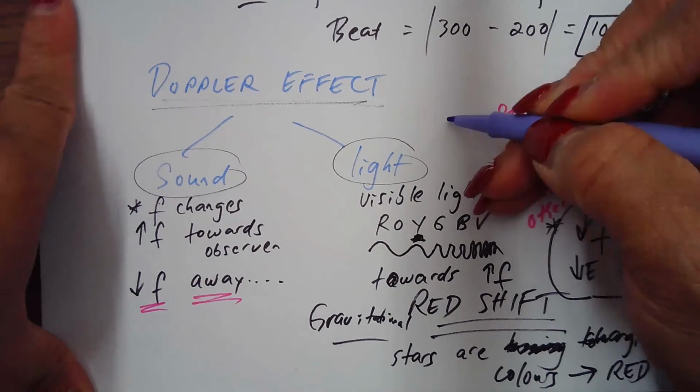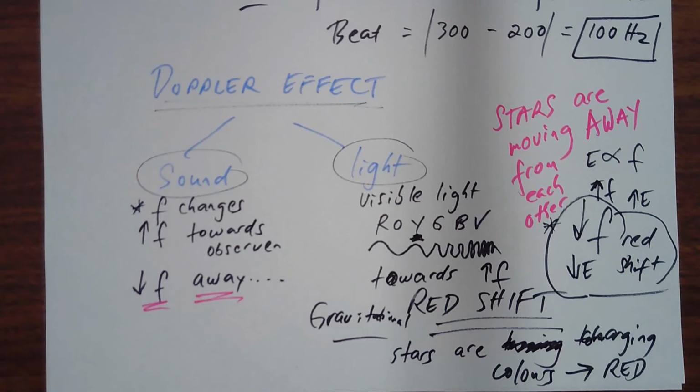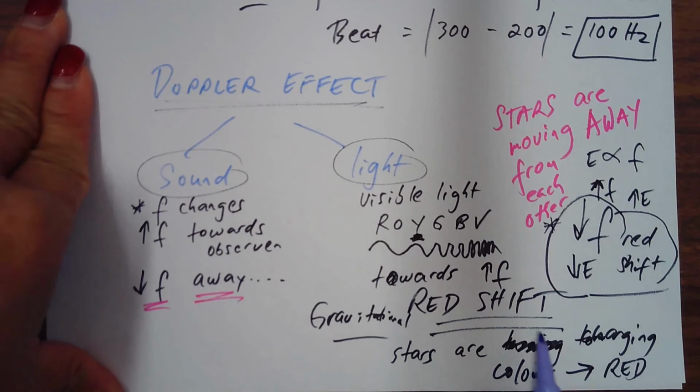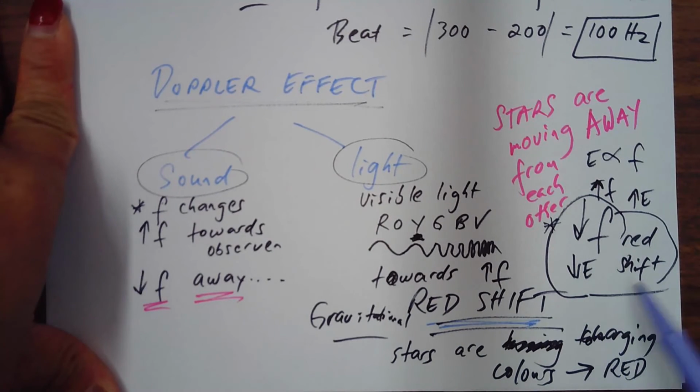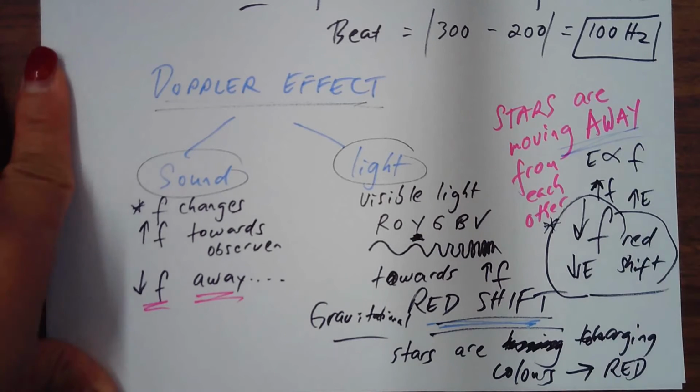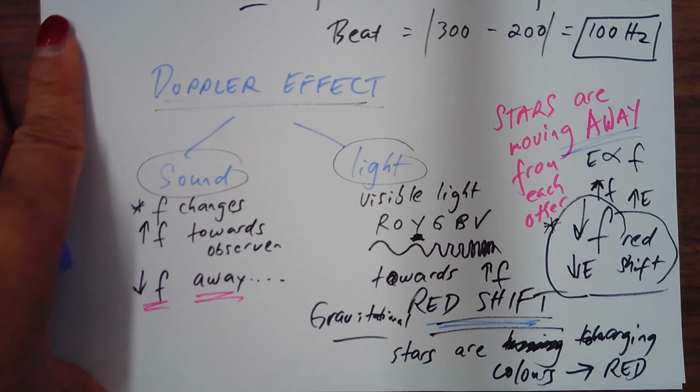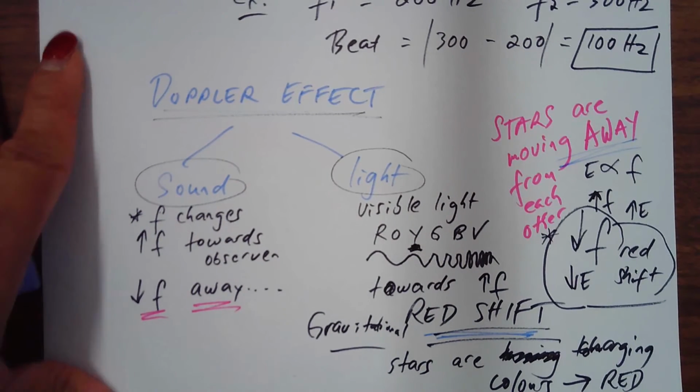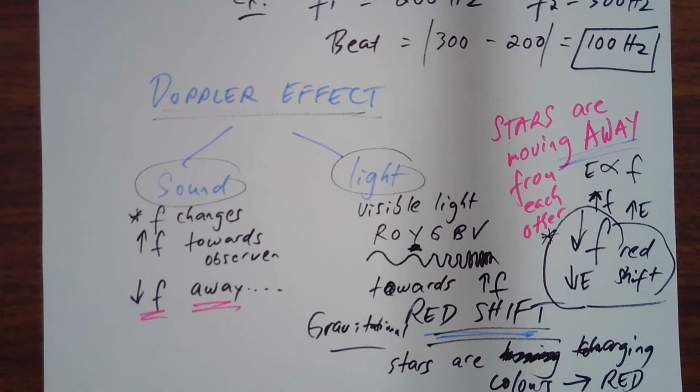The universe is expanding because of the Doppler effect that is happening with light. So when we observe that, the redshift, we summarize that there is a decrease in frequency or a decrease in energy level. And the reason for that is because stars are moving away from each other, right? Not just stars. Galaxies are actually moving away from each other.